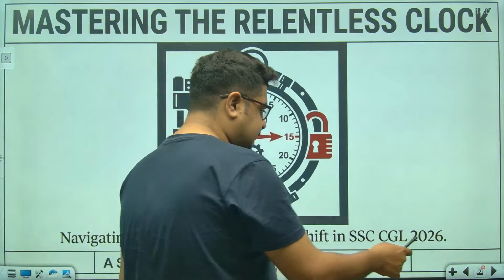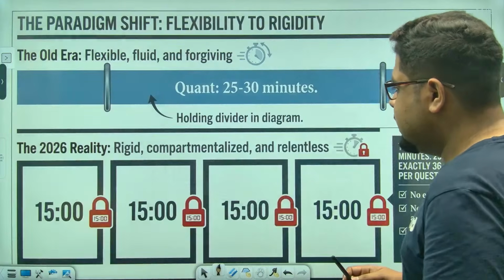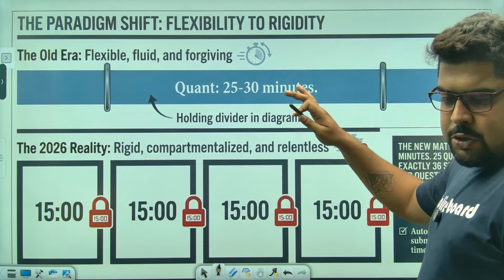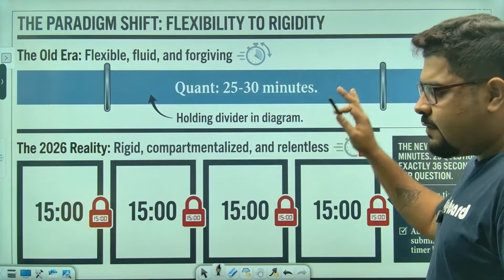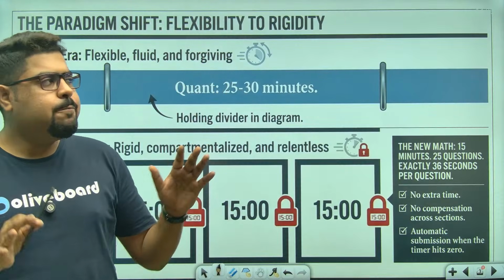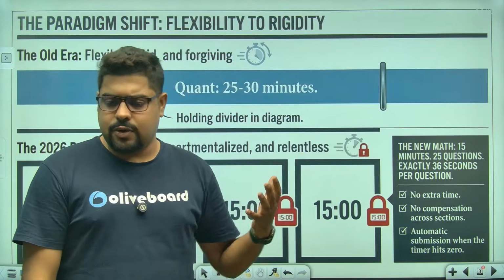Sir, please understand what has changed. This is the rigidity that they have introduced, the SSC. The old era was flexible. So you had significantly more time for quant, right? That was hands down. Quant used to take the most amount of time.